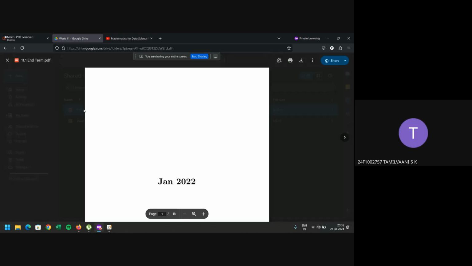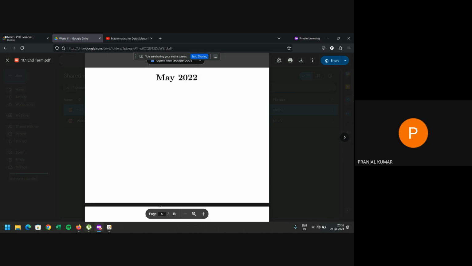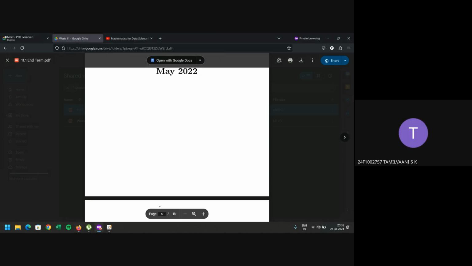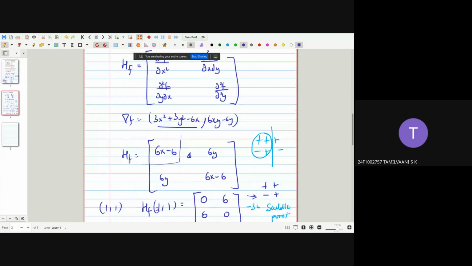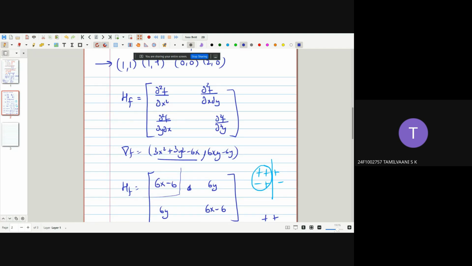Sir, a doubt. Sir, can you quickly explain how did you find the matrix and how did you determine whether it's a saddle point, minimum, or maximum?